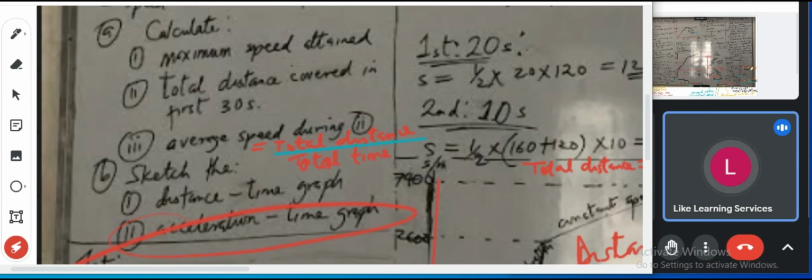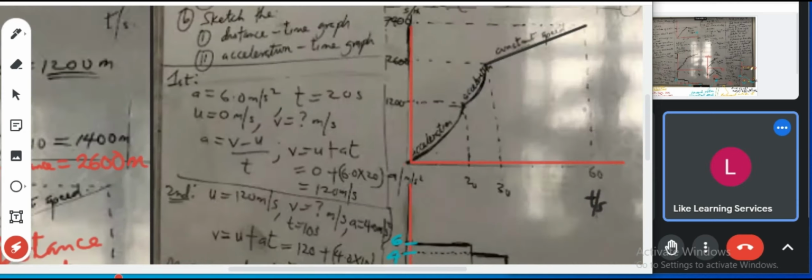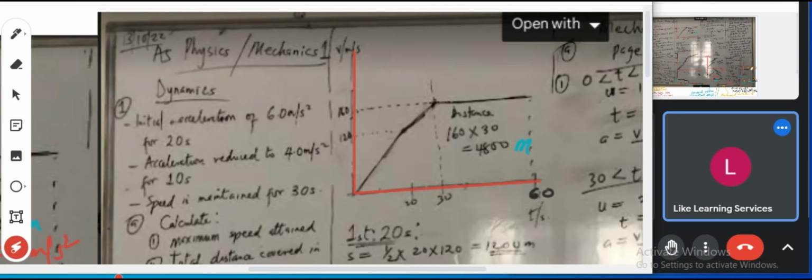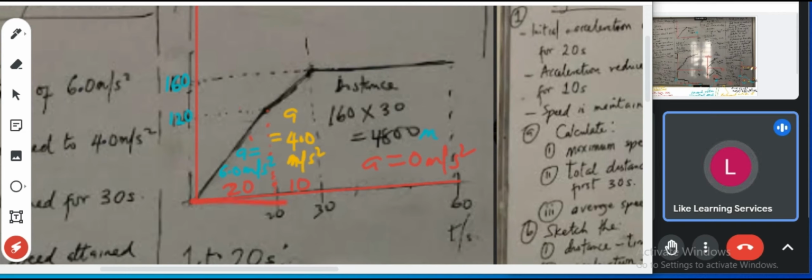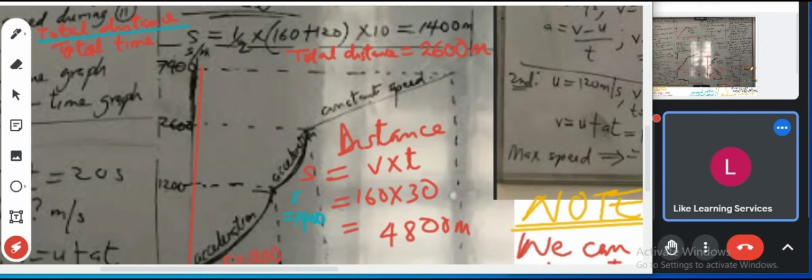The acceleration against time graph is easy now. Simply, the first stage is constant acceleration. For 20 seconds, we're just going to plot a constant acceleration of 6.0 meter per second squared. Additional 10 seconds, making 20 to 30 seconds, we plot an acceleration of 4 meter per second squared. Then the last 30 seconds, from 30 to 60, acceleration of 0. That's why the graph is like this.